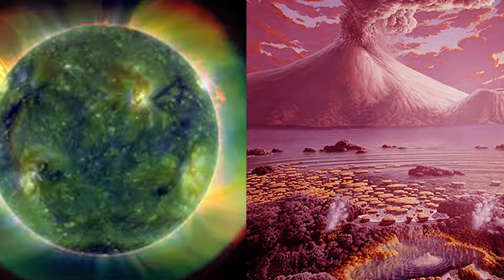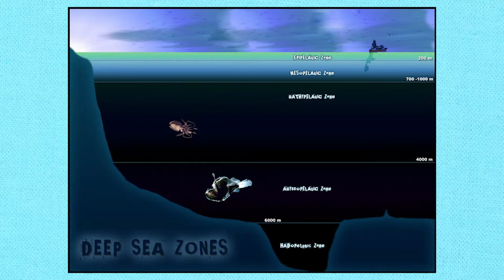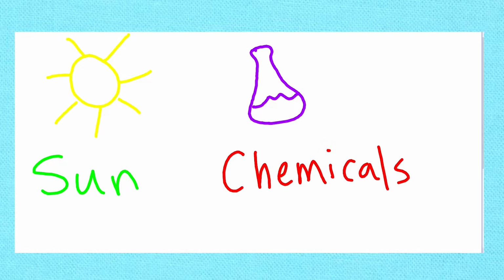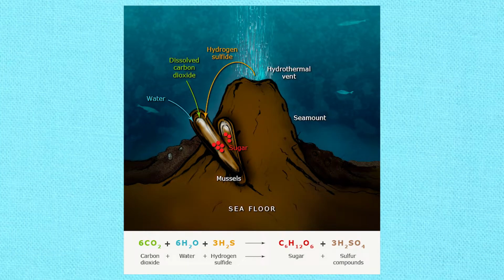You had stuff deep in early oceans that had no way to get sun. You still have things that can't get sun now. So there had to be other ways to get energy. And the answer is chemicals. This may seem weird, but there are actually organisms that can take elements and chemicals and use them in a process to manufacture their own energy.